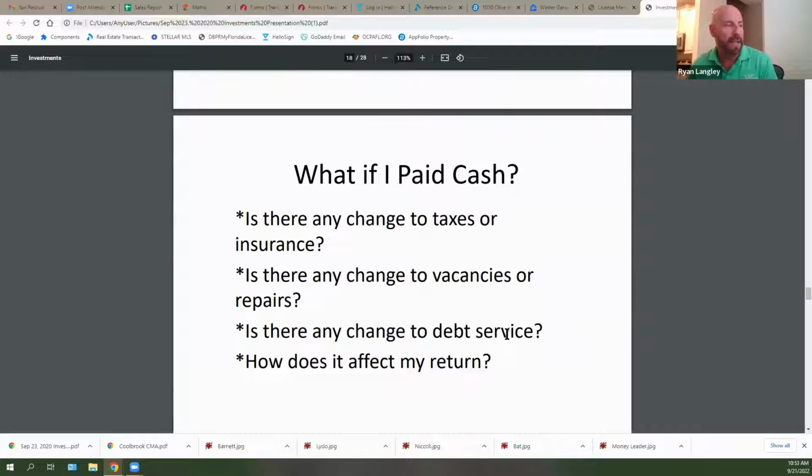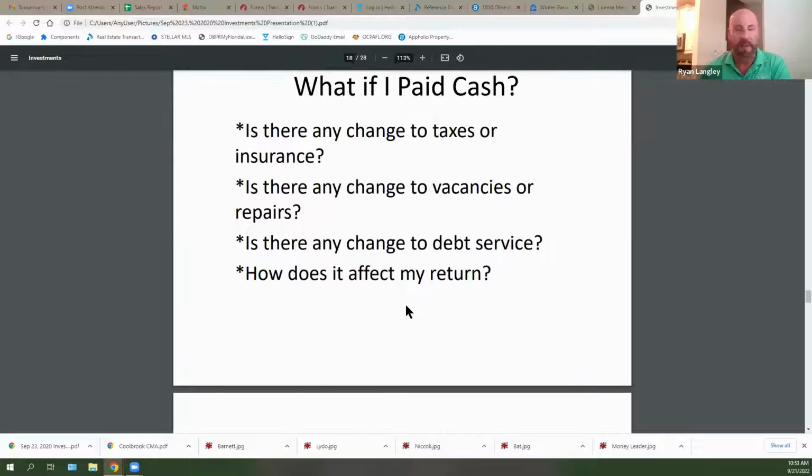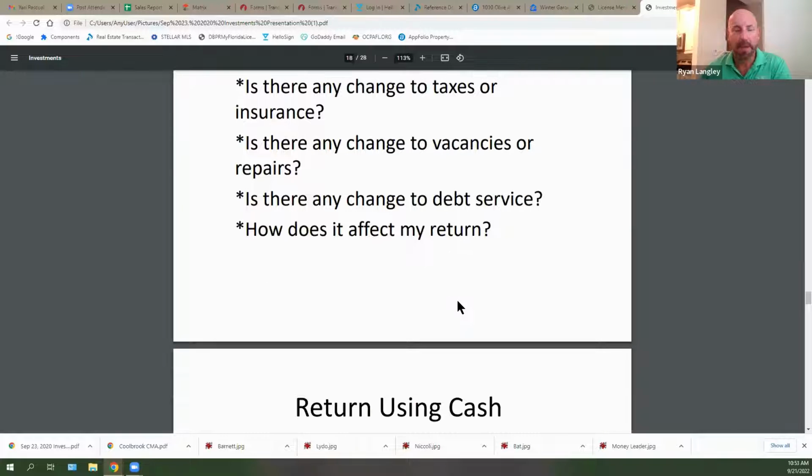So what if I paid cash? Are there any changes to taxes or insurance? Nope. Any change to vacancy or repairs? Nope. Is there any change to debt service? Yes, right? Wipes it out. No debt service. How does it affect my return? Anybody want to take a stab at how it affects your return? Goes down, right?